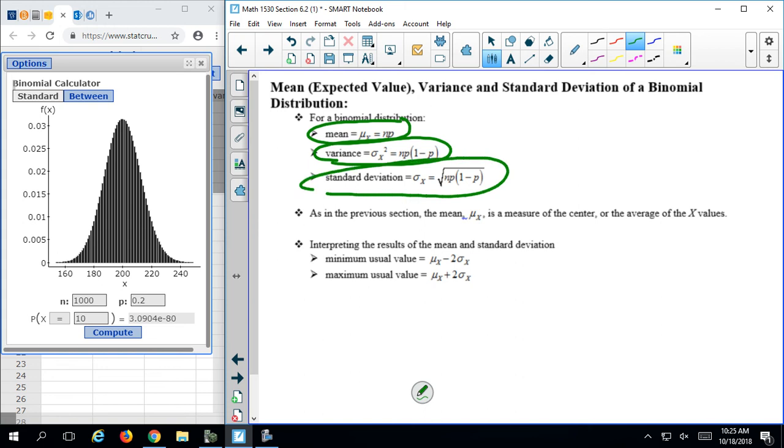And if we know these, we can do the range rule of thumb. Remember the range rule of thumb? 2 standard deviations from the mean. We can do z-scores for binomials. So we can do all that stuff that we know how to do if we have the mean and standard deviation with a binomial, and it's really easy because the calculations are pretty easy.